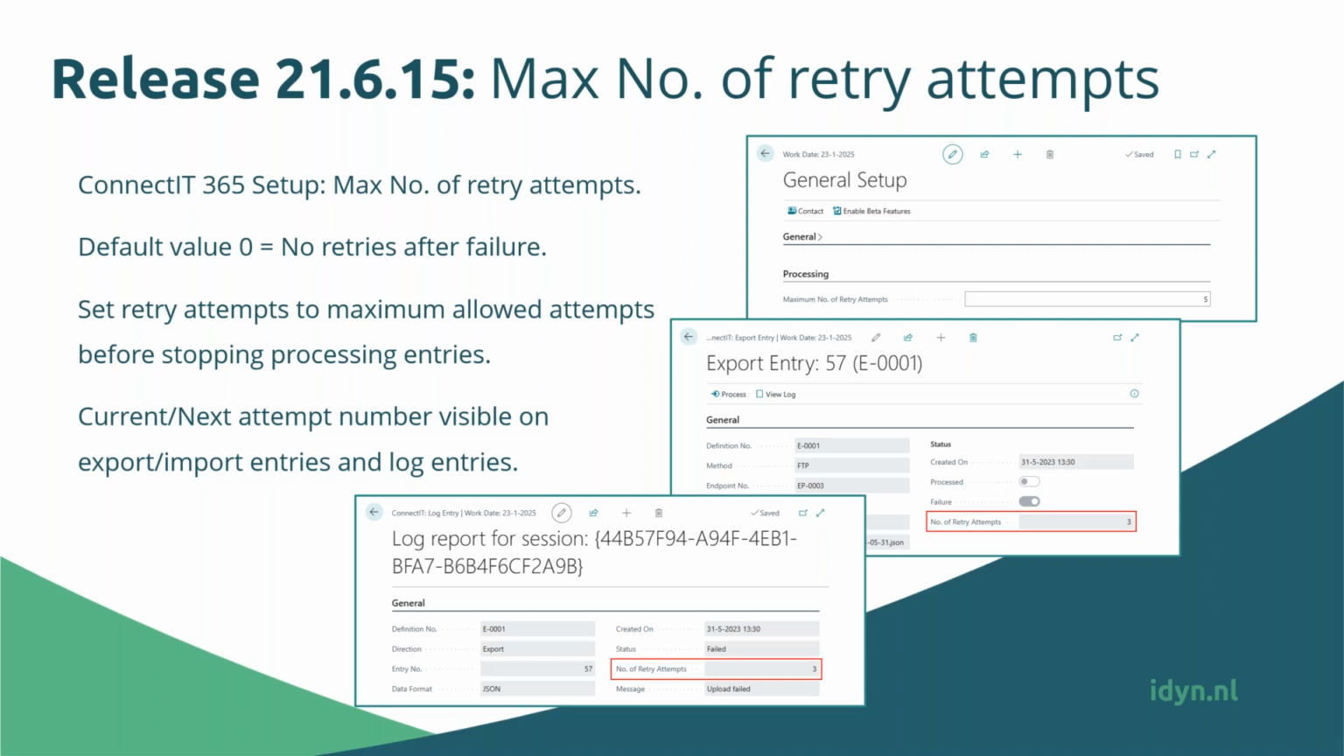So currently there is no configuration that can be done on specific import and export definitions. The default value for that is 0, and that means that if it fails, it won't retry the import or export entries again. So that's basically the same as before. However, if we set it up with a number of attempts, like in the screenshot on 5, it will allow up to a maximum of 5 attempts before actually stopping in a failure.